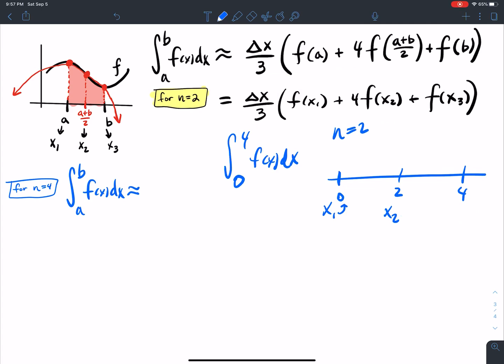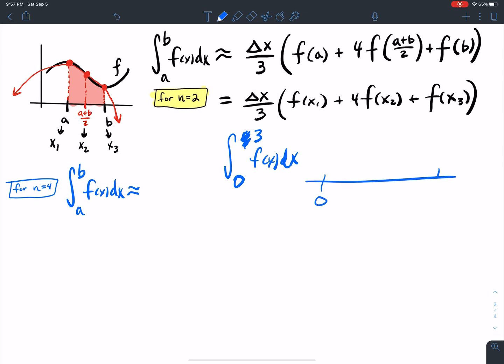That's it. So the hardest part is figuring out how to break it up, right? So like if it was something weirder, like maybe from 0 to 3, it's still the same thing. 0 to 3, I cut it into 2 pieces, so that means I got to do 1.5 here. So x1, x2, x3, just like that. Okay?